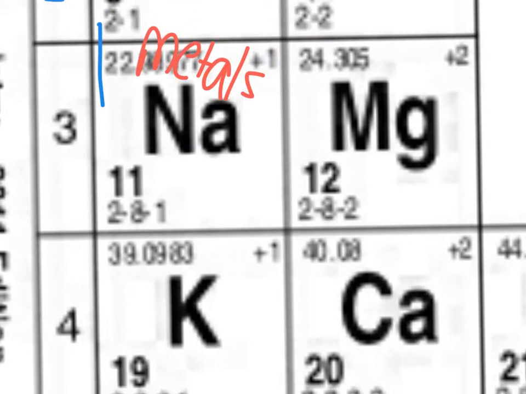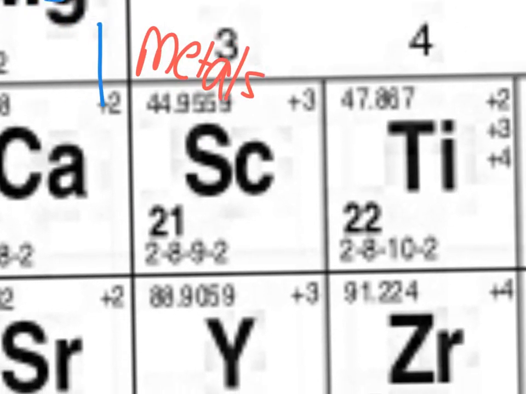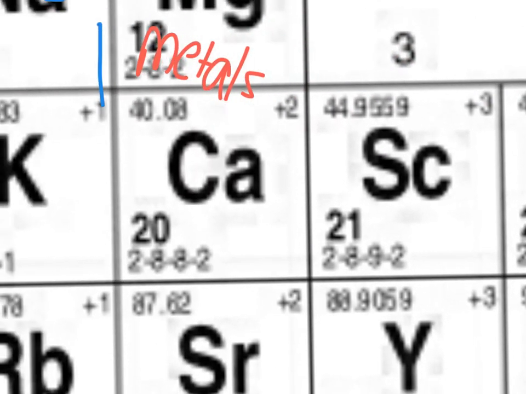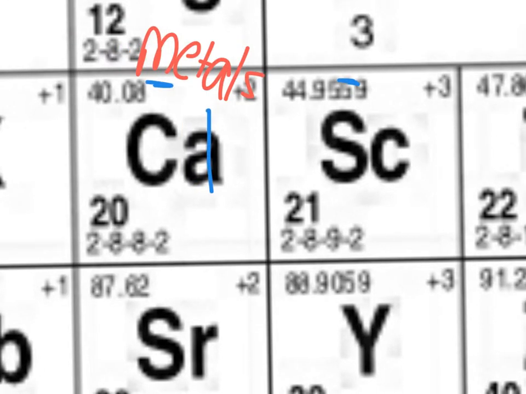Sodium has 1, magnesium has 2, scandium has 2. So you can see that these numbers are very low. Metals, in order to get that full octet, want to lose those outermost electrons.